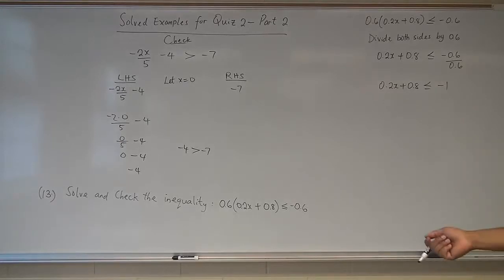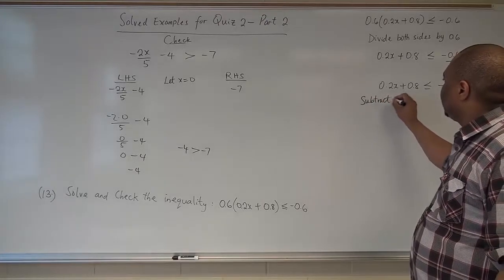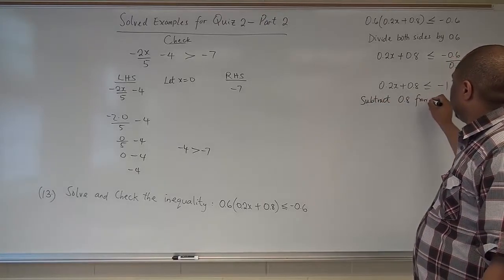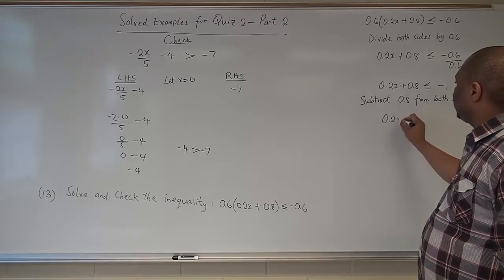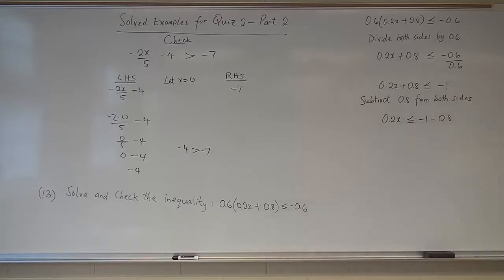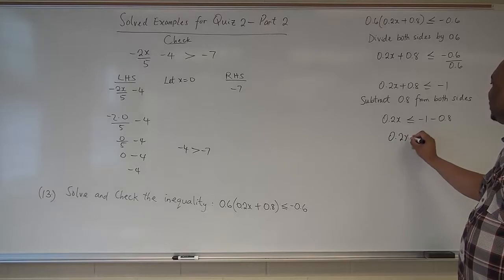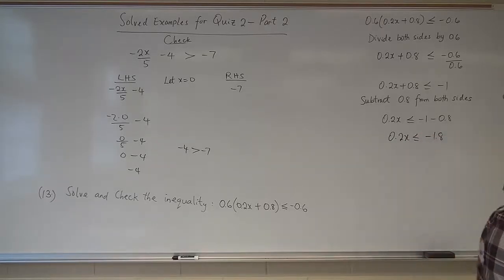Now, subtract 0.8 from both sides. So you now have what? 0.2x is less than or equal to -1 minus 0.8. And you can still do minus 0.8, but to save time, I'm kind of doing it right away. So this will now be 0.2x less than or equal to, you owe 1, you owe 0.8. That means you owe 1.8.